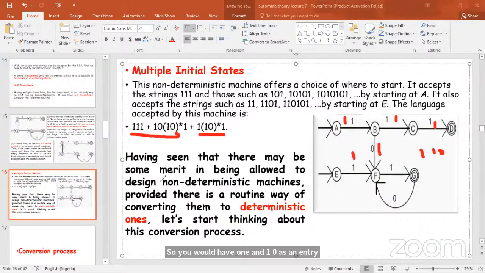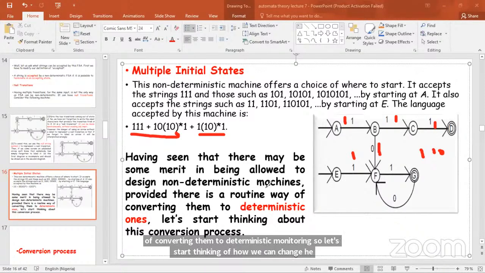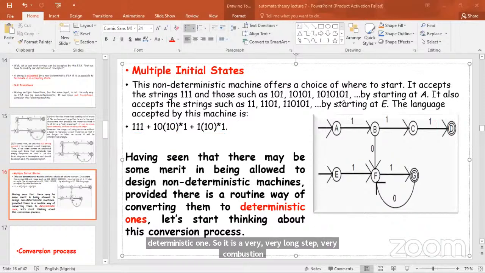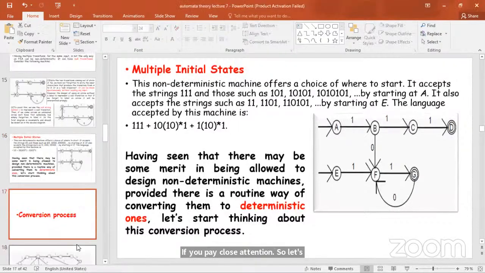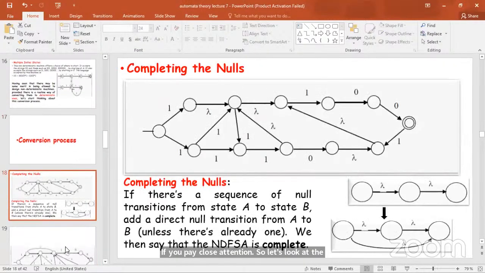So having seen that there may be some merit in being allowed to design non-deterministic machines, provided there is a routine way of converting them to deterministic ones, let's start thinking of how we can change a non-deterministic machine to a deterministic one. It is a very long step, very cumbersome, but easy to understand if you pay close attention. So let's look at the process of converting.